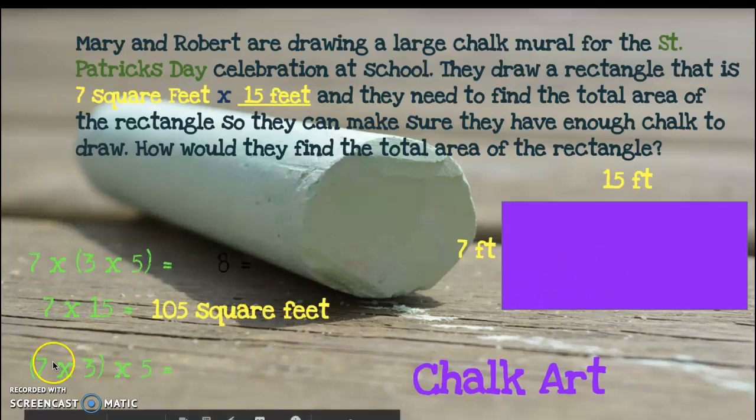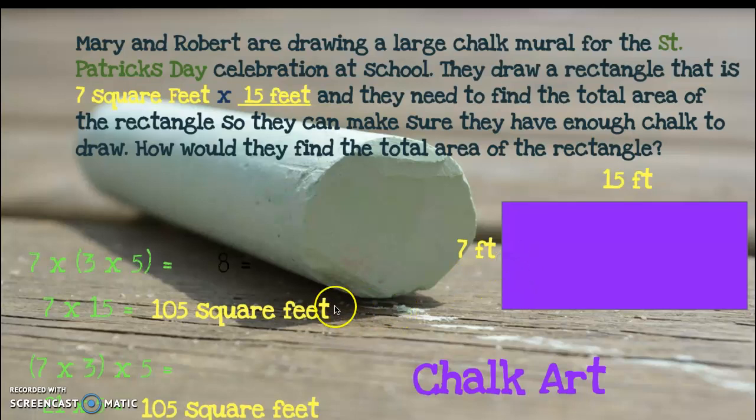Well, let's see. So we moved our parentheses. Now we have 7 times 3. And what is 7 times 3, class? 7 times 3 is 21. So now we have 21. Wow, that looks a lot different than the first one we did. But let's see. So we have 21 and we bring our 5 down. So what is 21 times 5? Well, guess what? 21 times 5 equals 105. So regardless of where we put those parentheses in this equation, we still come out with the same square feet. So 105 is our answer for this.